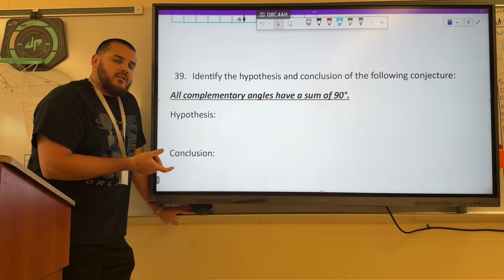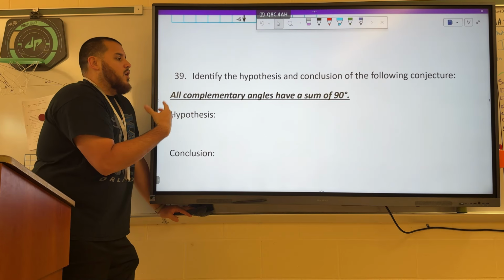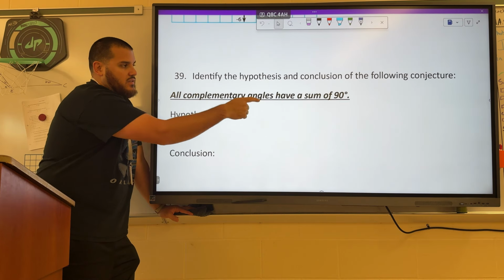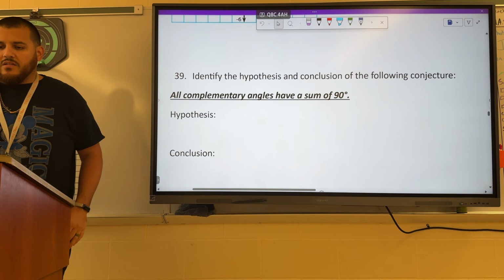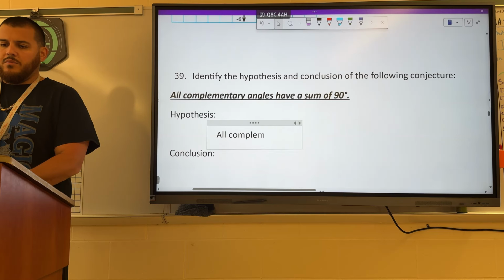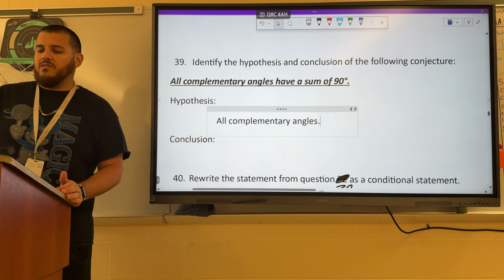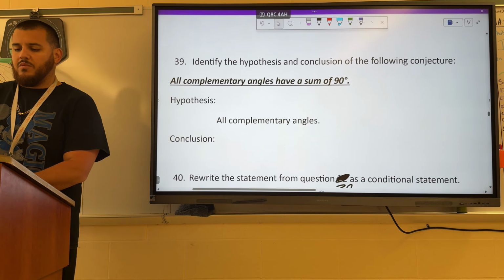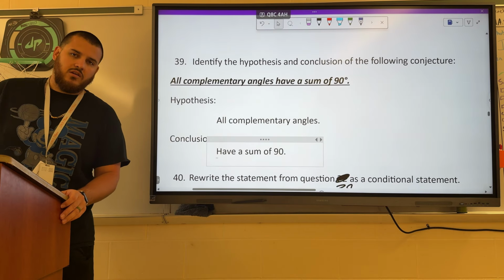When that is the case, our hypothesis you can think of as typically the front half of the sentence, or it's just the subject of the sentence. This sentence is talking about complementary angles, so that part is going to be our hypothesis. So hypothesis here would be all complementary angles. The conclusion then would be the details of that subject, and the detail for our complementary angles is that they have a sum of 90 degrees.